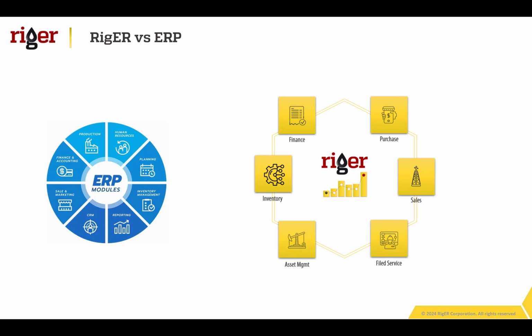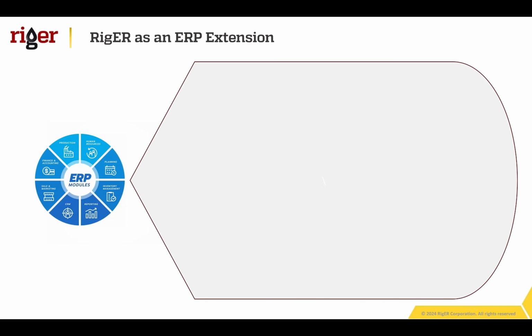And in many cases, RigER becomes the entry point. Today we are talking about integrations because those two systems work perfectly together when they connect. And when we see how our clients use RigER as an extension of the ERP, we see that they start using it mostly for asset management. We talk about repairs, maintenance, rework, inspections, and other asset management.